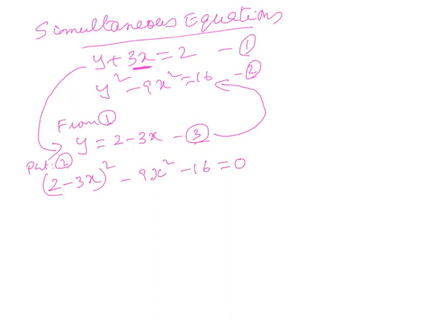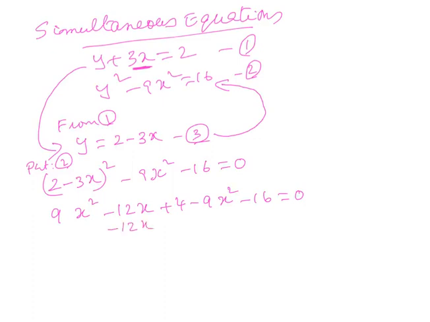I believe I am on the right track. Now I can simplify it, and what I get here is 9x squared minus 12x plus 4 minus 9x squared minus 16 is equal to 0. Interesting, the 9x squared cancels, so it is negative 12x.